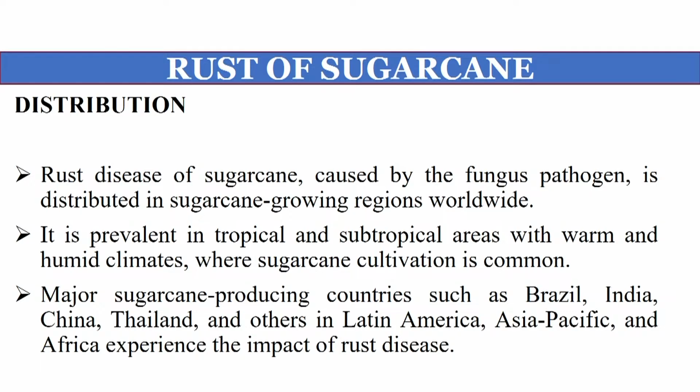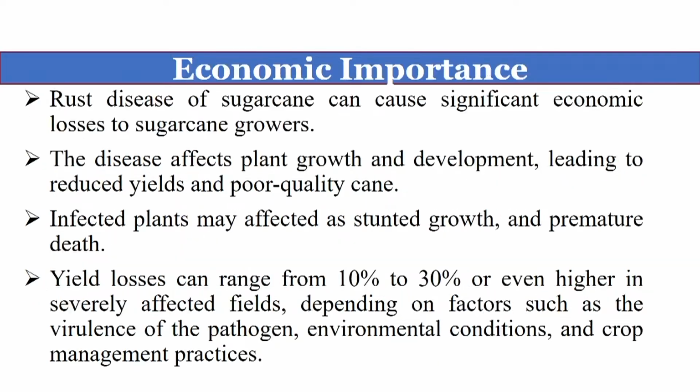And now about the rust of sugarcane. It is also an important disease in many areas, and it is caused by a fungal pathogen. This disease is distributed wherever sugarcane is grown worldwide. It is prevalent in tropical and subtropical areas with warm and humid climates, where sugarcane cultivation is a common practice. Major sugarcane producing countries such as Brazil, India, China, Thailand, and others in Latin America and Asia Pacific also experience the impact of rust disease.